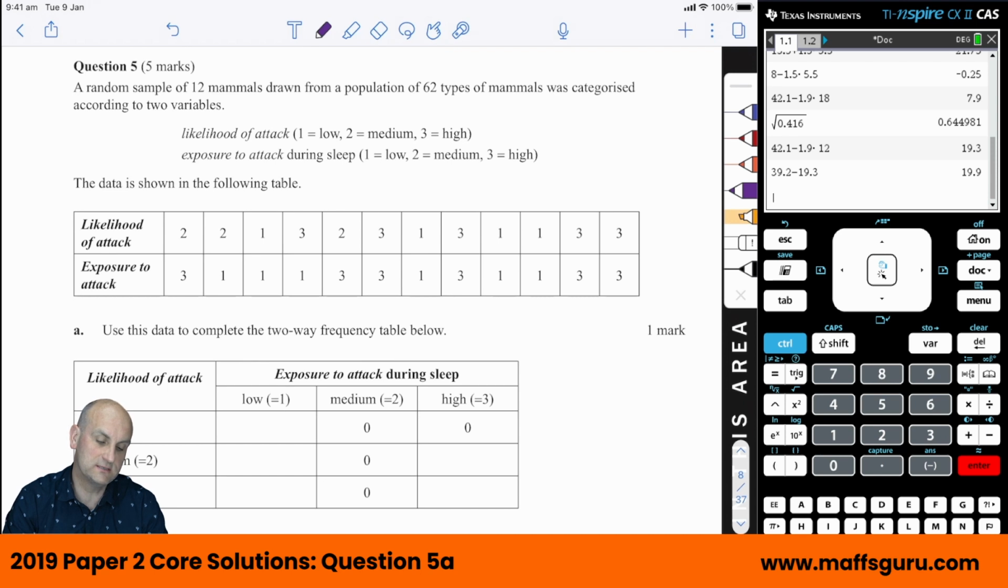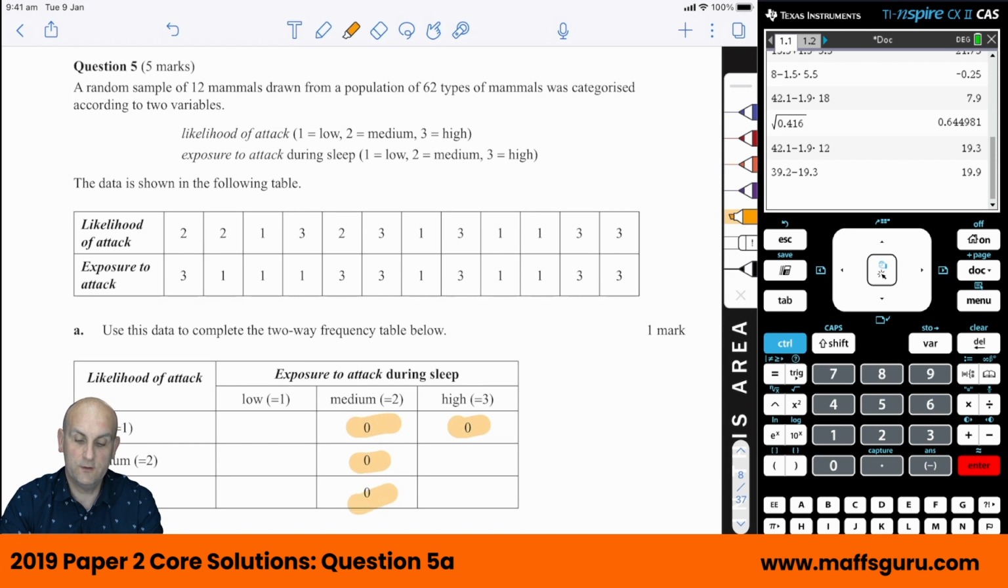Exposure to attacks during sleep: low, medium, and high. Use this data to complete the two-way frequency table below. I've not seen one of these questions before. Low and low, likelihood of attack. Now, why do you think they gave us these values here?